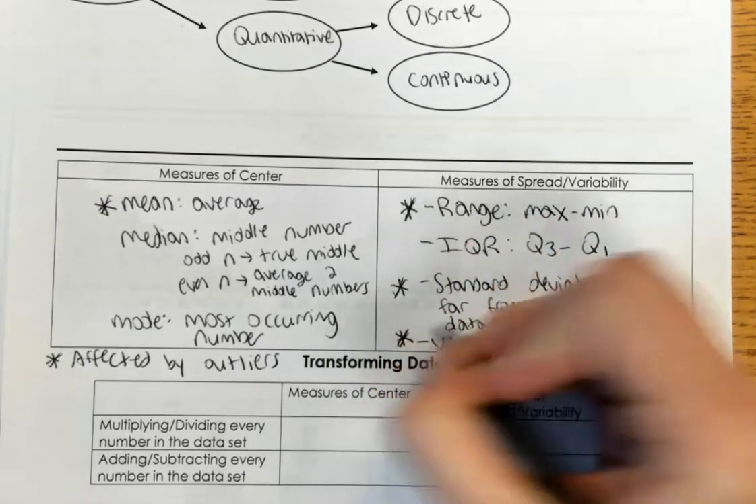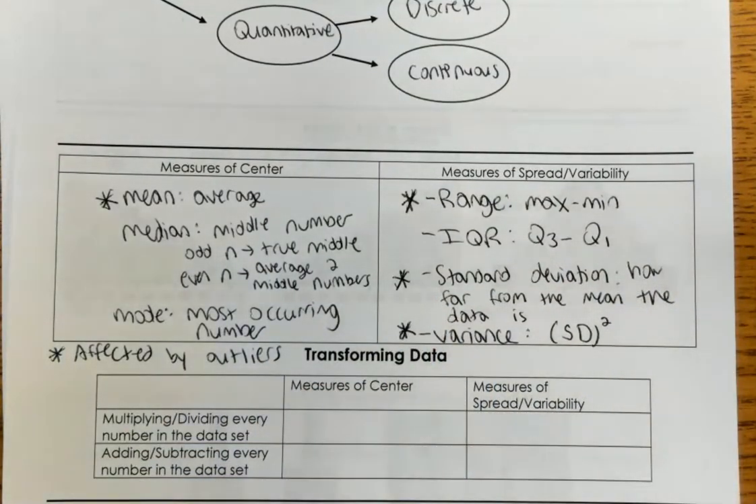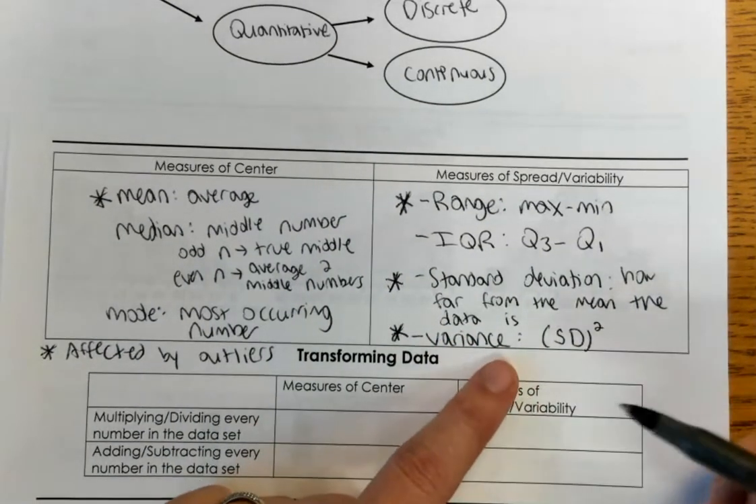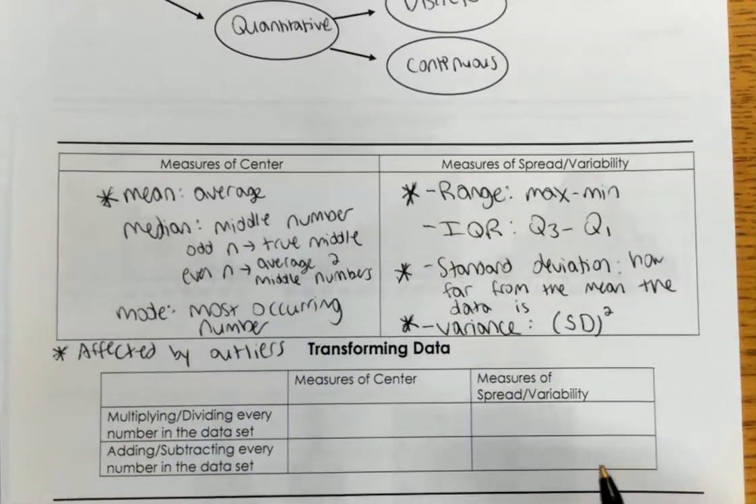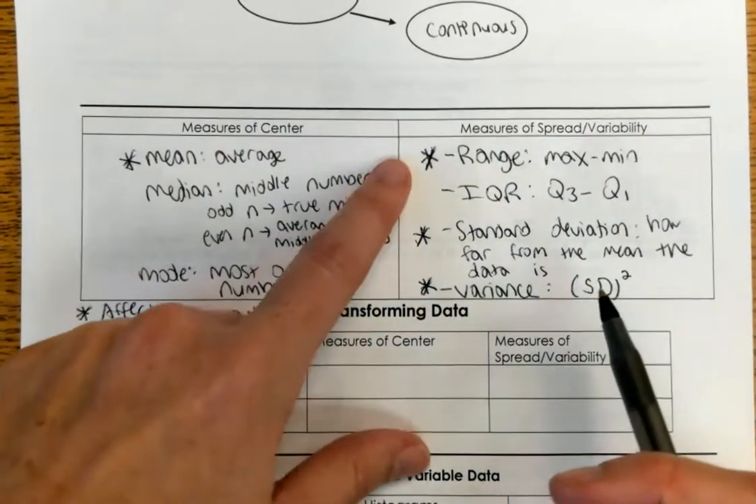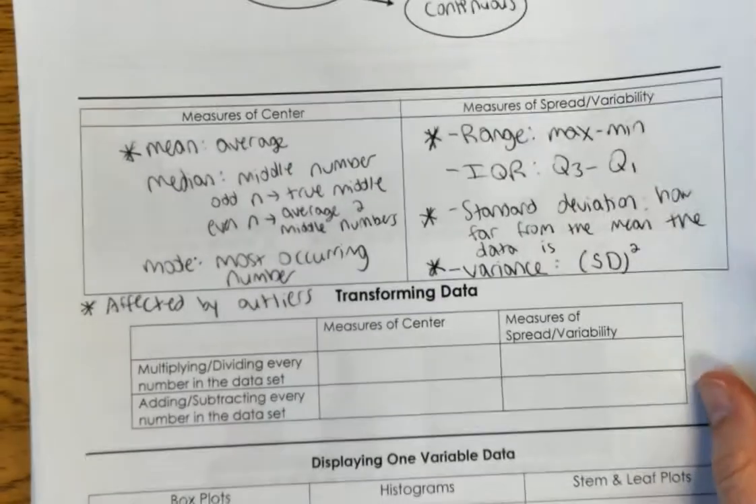Standard deviation and variance are affected by outliers because standard deviation is how far spread out the data is from the mean, and if you have outliers, it's going to affect that standard deviation. And then variance is standard deviation squared, so if it affects the standard deviation, then it affects the variance. So keep in mind, these are the numbers that are affected by outliers: mean, range, standard deviation, and variance. Median and IQR are not.